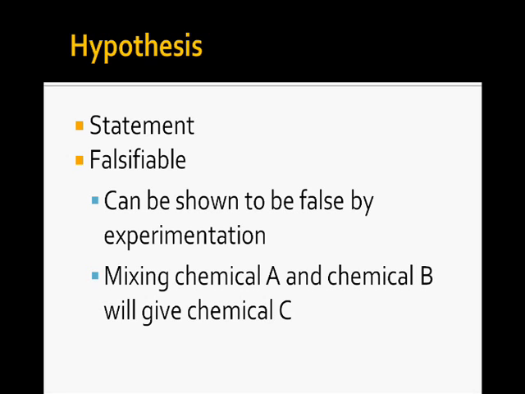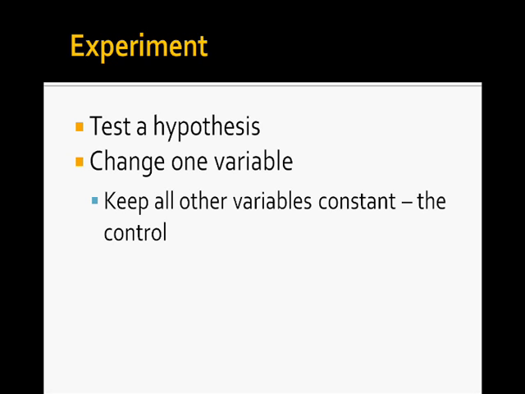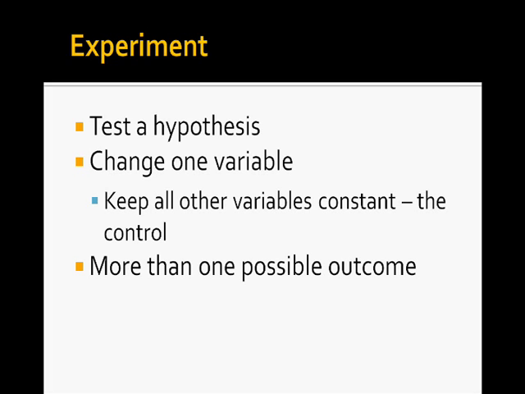Once you've got a hypothesis, you then devise an experiment. The experiment is there to test the hypothesis. That's where you change one variable and keep everything else constant. So you'll have your control and your same experiment with your changed variable. And you've got to have more than one possible outcome.